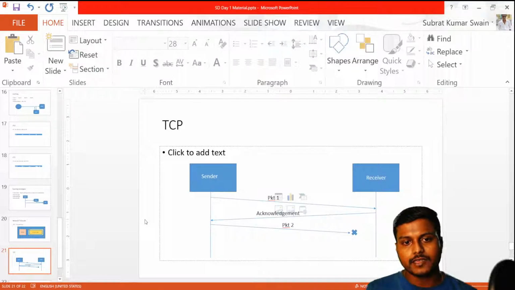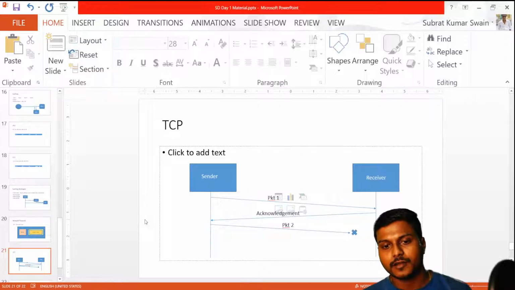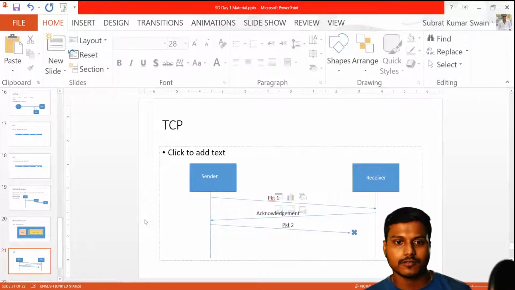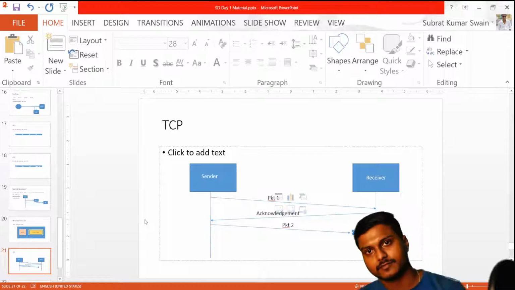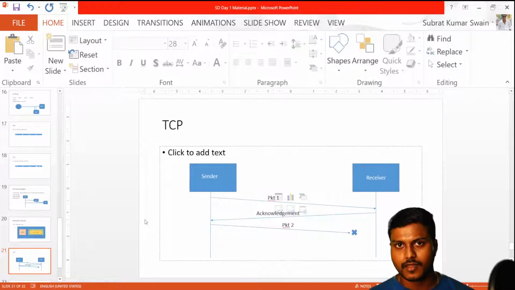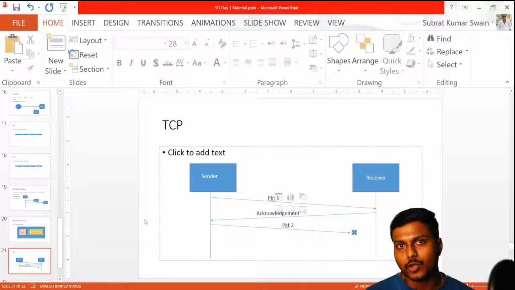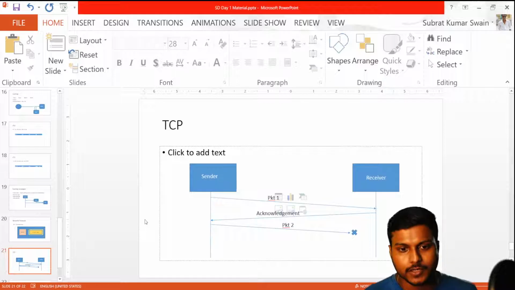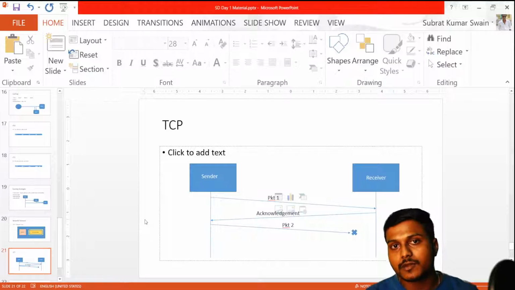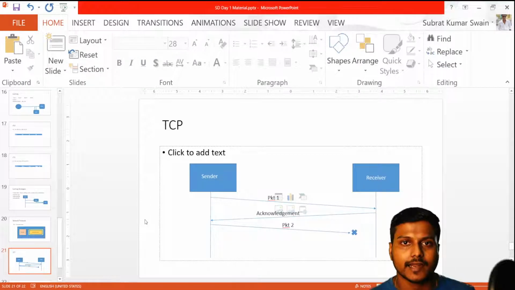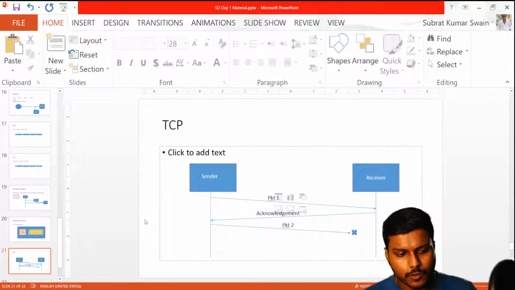So obviously the sender will not get the acknowledgement for packet 2, whether it has been received or not. So what it will do, it will resend. There will be a certain timeout, maybe let's say 2 seconds. It will wait for 2 seconds. If it does not get acknowledgement within 2 seconds, then it will resend the packet again. So it's a slower process, guys.